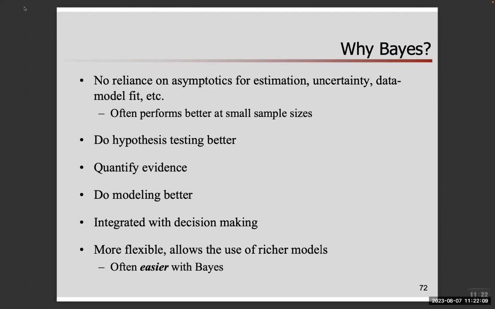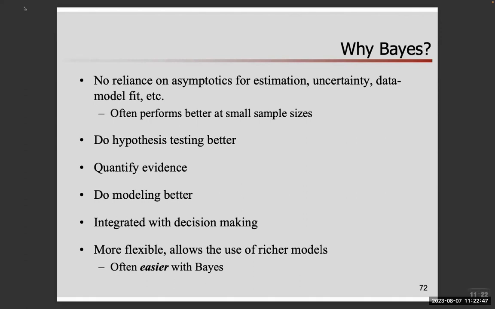Why do some people do Bayes inference? Some of them do it to do hypothesis testing better. Some people say, I like hypothesis testing. And actually, I think Bayes inference gives me a better way through things like Bayes factors and other sorts of tools to do hypothesis testing better, to quantify the evidence in favor or against a hypothesis better than a frequentist approach. I'm more of a model-oriented person than a hypothesis testing person.